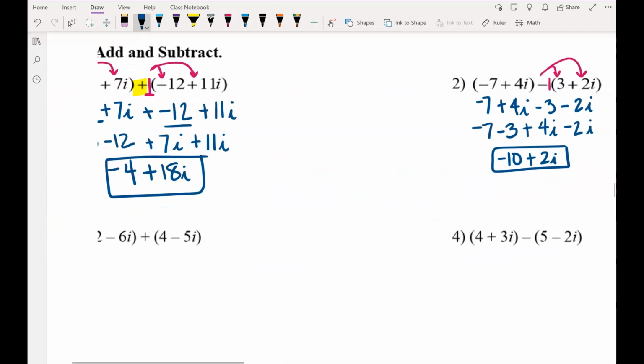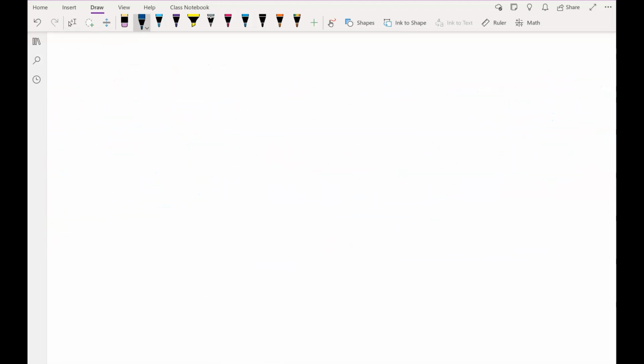Okay, I want you guys to try out examples 3 and 4 on your own, and then once you're done, I want you guys to check your answer together.